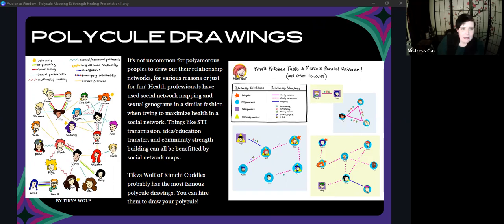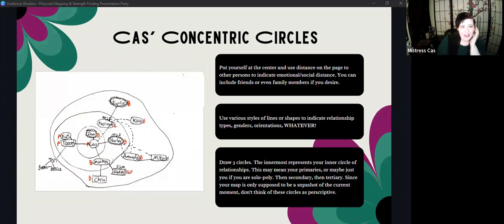So these are more the Kimchi Cuddles, Tikva Wolf version. Please go support them if you really like this version, especially these cartoons. But here's my version. This is usually much more a snapshot in time of a social network. But I like using a concentric circle model to help delineate distance and social distance between the connections in this map.